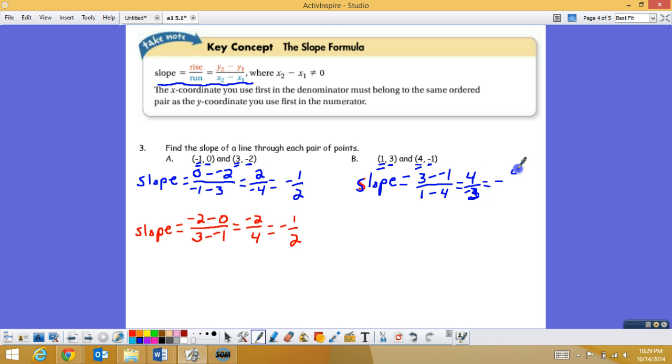So our slope is -4/3. Now, just to prove a point, if we did it in the opposite order, where the slope is equal to, instead of 3 minus -1 on top, let's take -1 minus 3 on the top. Now, since we start with -1 on top, we need to start with its partner, or 4, in the denominator, minus 1. So on top we've got -4, denominator 3, which is -4/3. So we get the same answer either way.